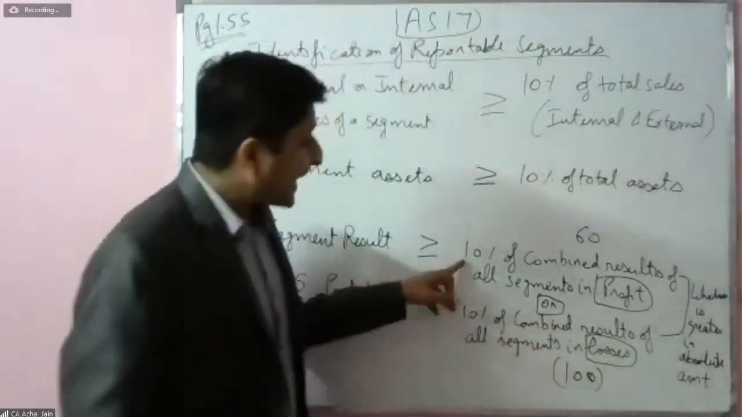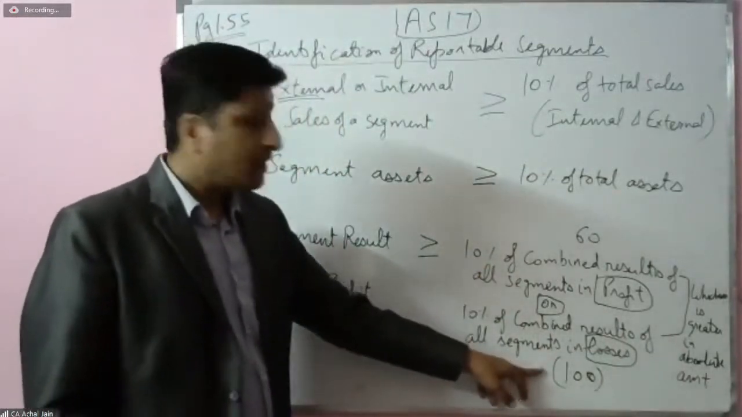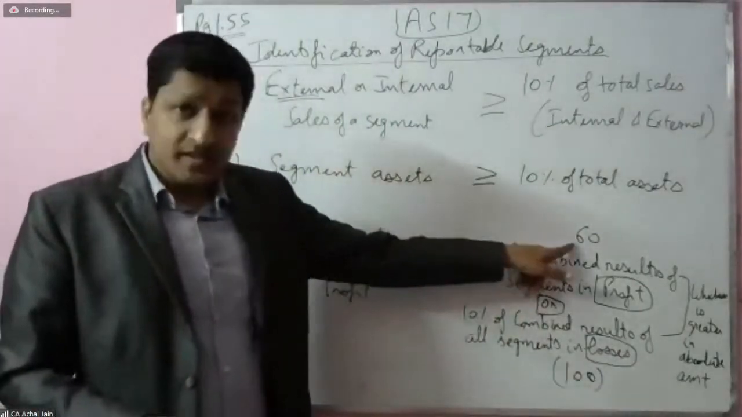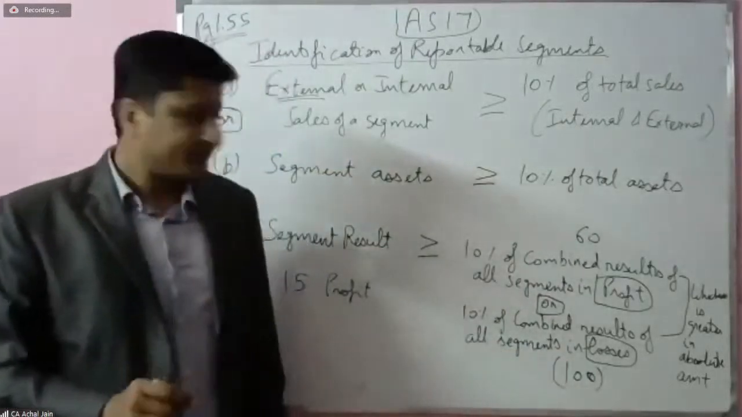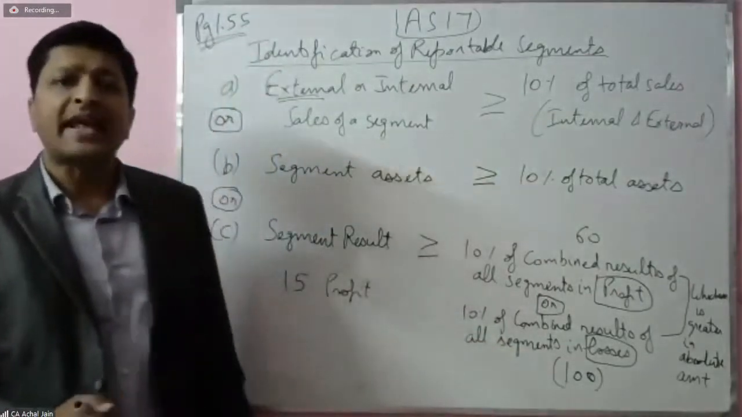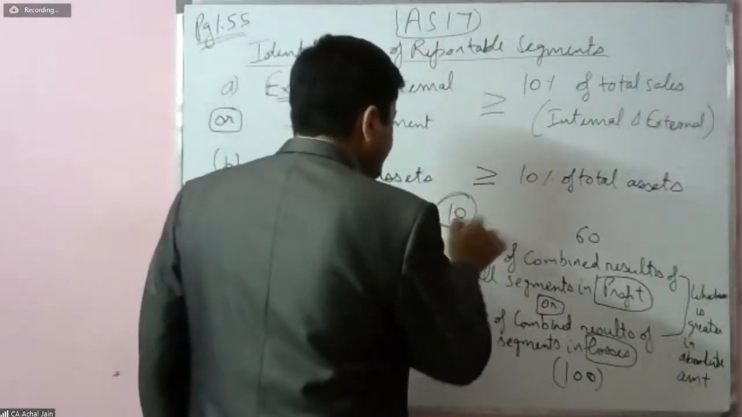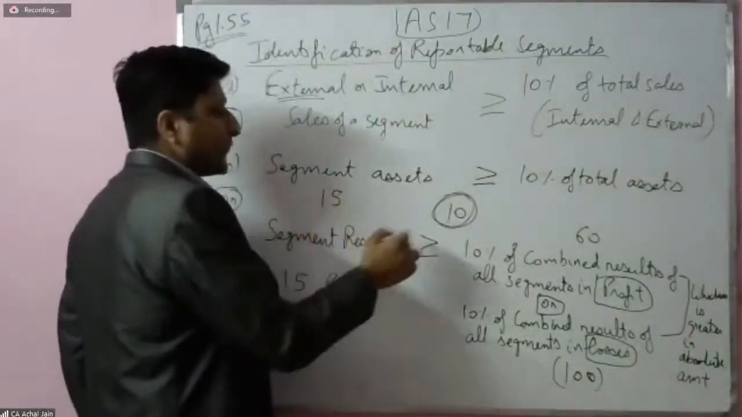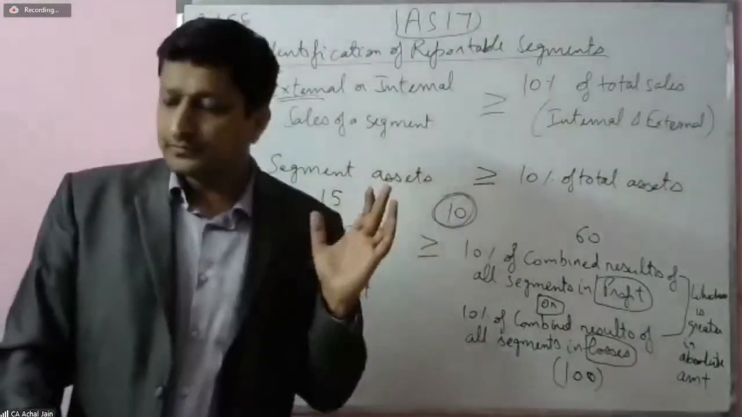So we will pick up 10% of 100, because we need to pick up 10% of either 60 or 100, whichever is higher in absolute figure. 10% of 100 becomes 10. Over here, what do we have? 15. So 15 is greater than 10, and that's why this segment will become reportable.